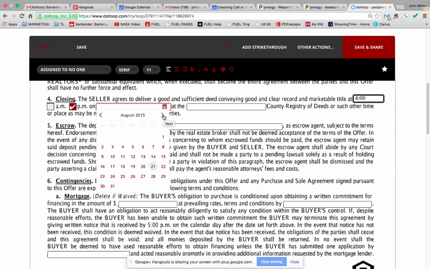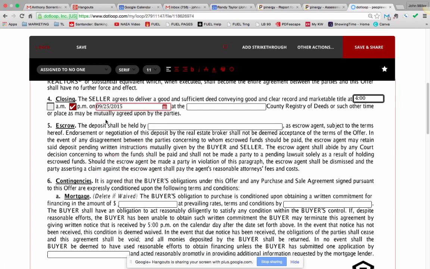And if you need to bump it out further, that would bring us out to September 25th. So if you needed to bump that date out further, you could do that as well. You could make it 3 months out if you needed to.